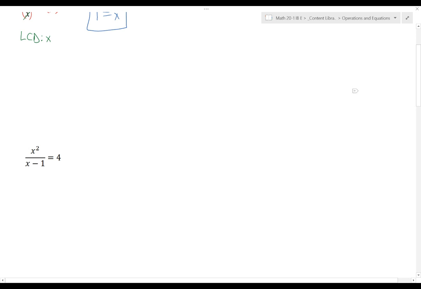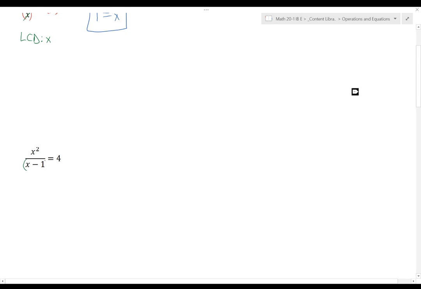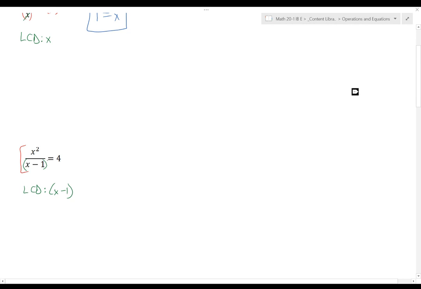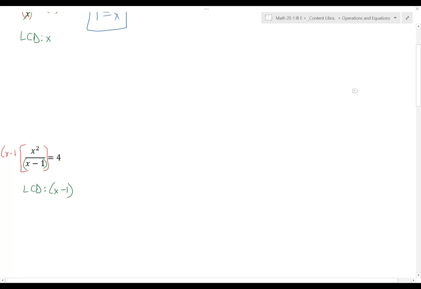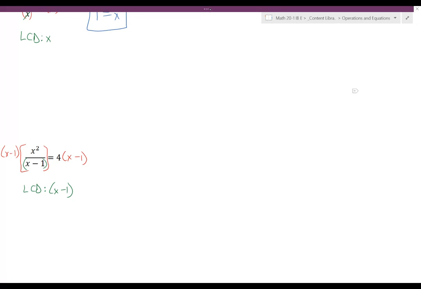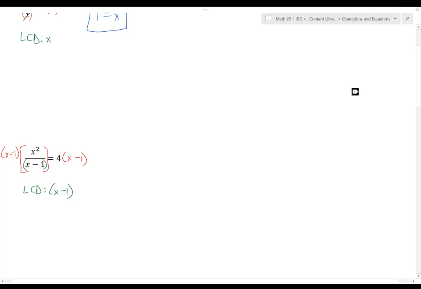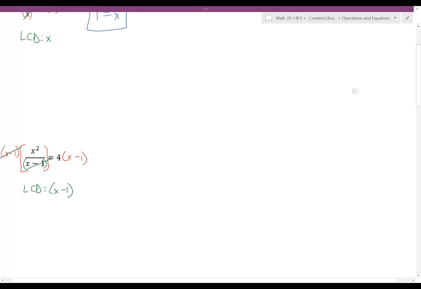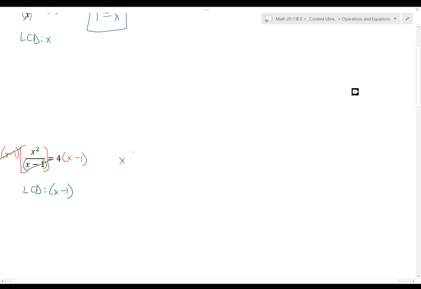the same basic principle. Again, in this case, I only have one fraction, so my lowest common denominator is just the denominator of that fraction, x minus 1. So I am going to multiply both sides of this equation by x minus 1, which has the impact on the left-hand side of canceling out. x minus 1 cancels with x minus 1. On the right-hand side, I'll need to distribute. So I end up with x squared equals 4x minus 4.